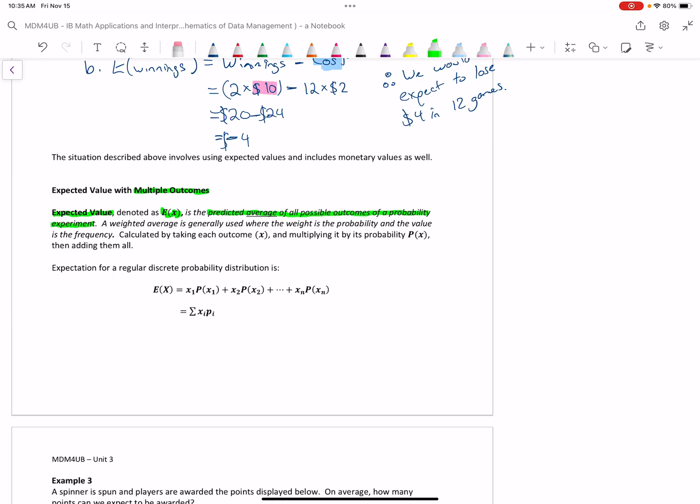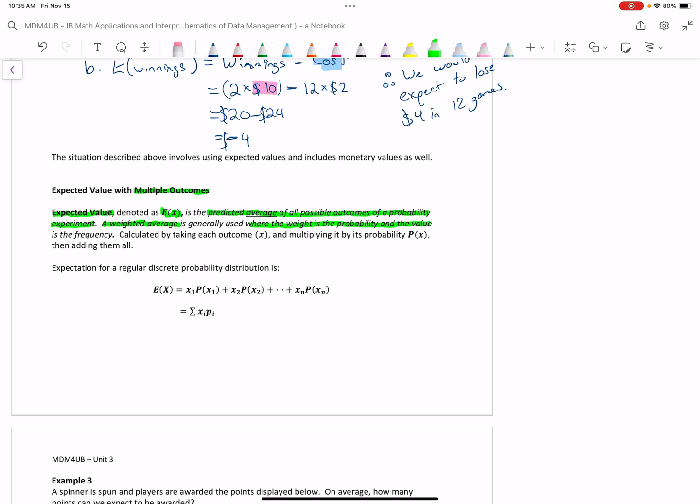This can also be thought of as a weighted average, and it's generally used when the weight of a probability is not the same for each outcome. They could be, but it doesn't have to be. And we'll look at a couple different examples.